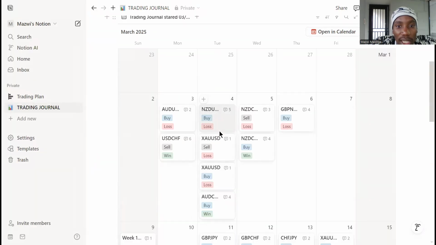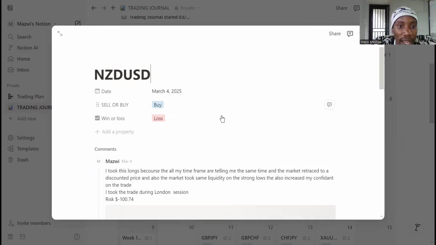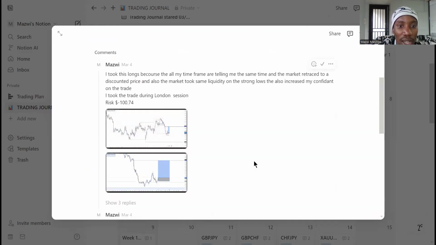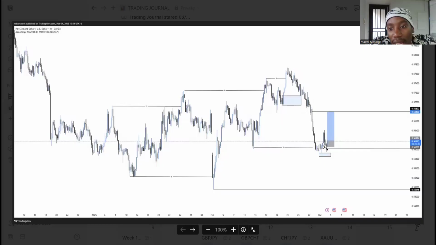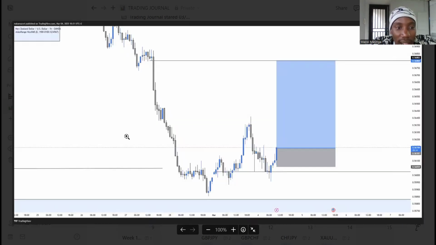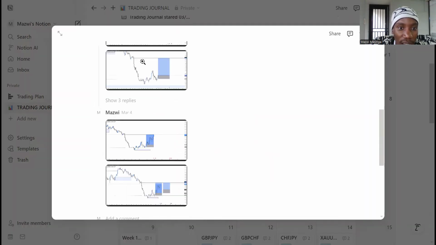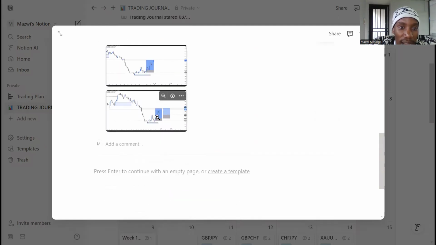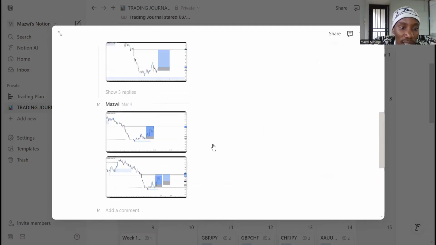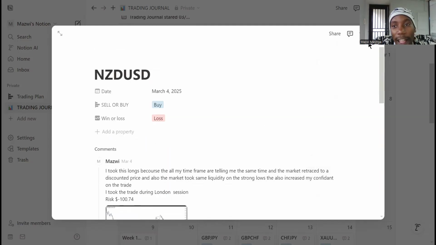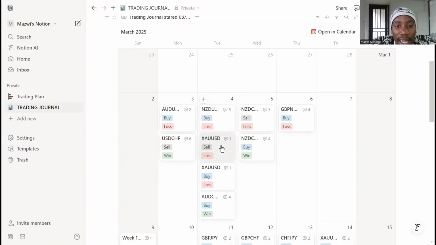This was the NZD USD trades that I took with a loss. Every time I took these longs, as you all can see, I'm not lying, guys. This is a trade that I took on NZD USD. Let me show you. As you can see, I ended up scaling here, and I scaled here too, but I ended up taking a loss. As you can see, man, I ended up taking a loss from there.